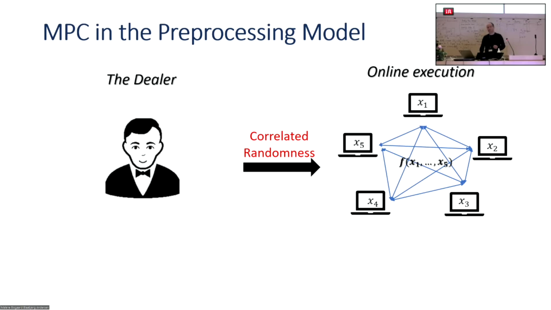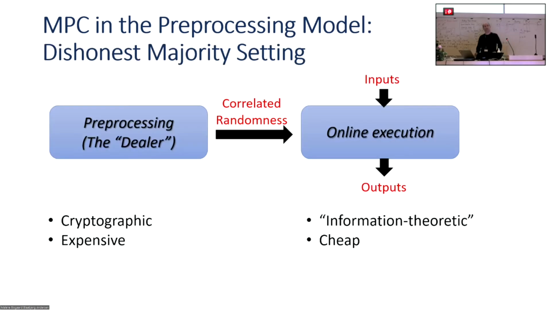Another way to look at this model is to view this execution as an execution with a trusted dealer that gives the parties correlated randomness, and then later design a protocol to securely distribute the dealer. The advantage of working in this model is that we can move all the expensive public key crypto machinery, which is unavoidable in this setting, to the preprocessing and obtain an online execution which is fast, cheap, and basically information theoretic.